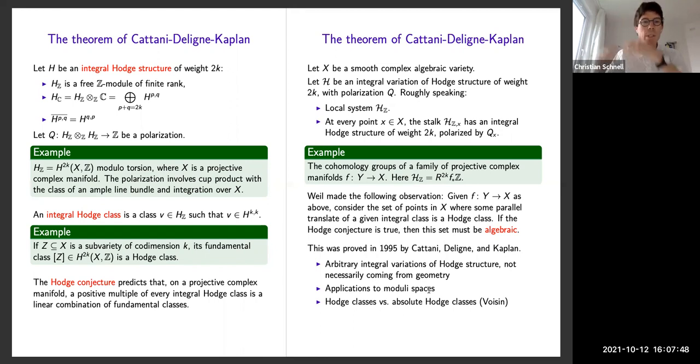So for example, you can go to some moduli space. In that moduli space, you look at the set of points where some kind of Hodge theoretic thing holds, and that will be an algebraic subvariety of the moduli space. This is the sort of application of it. And it also has some small arithmetic implications that were studied by Voisin.